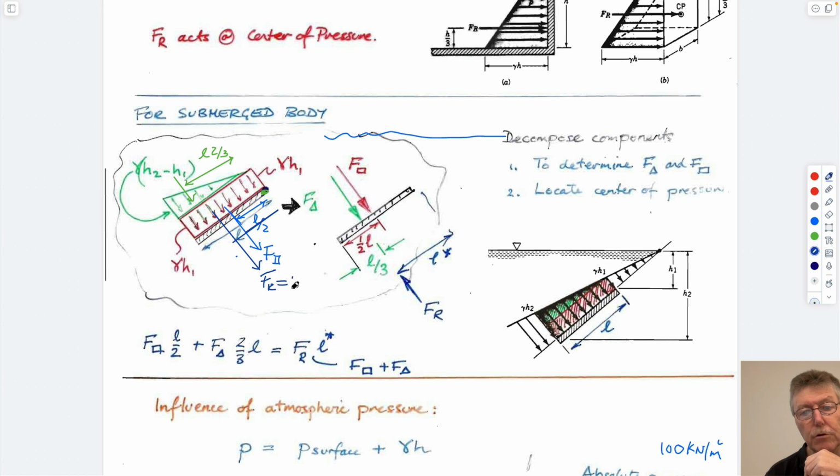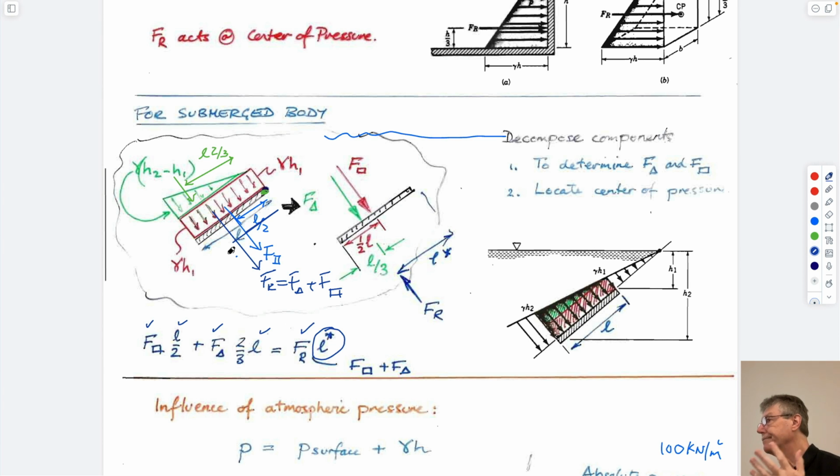And FR has to equal F triangle plus F prism in terms of magnitudes, right? It's the sum of these two. And so we know what this resultant is because we know each of these. We know each of these lengths. So you can calculate what this location is. So this location would be actually where it would act. So that's another physical meaning of what's going on. So that's it. It's a recipe to do that.